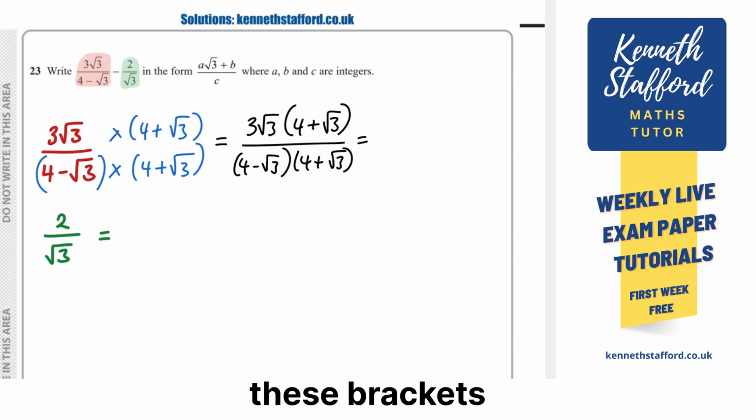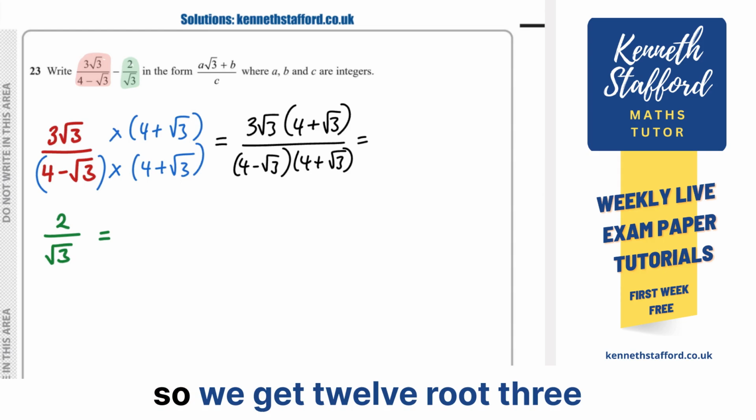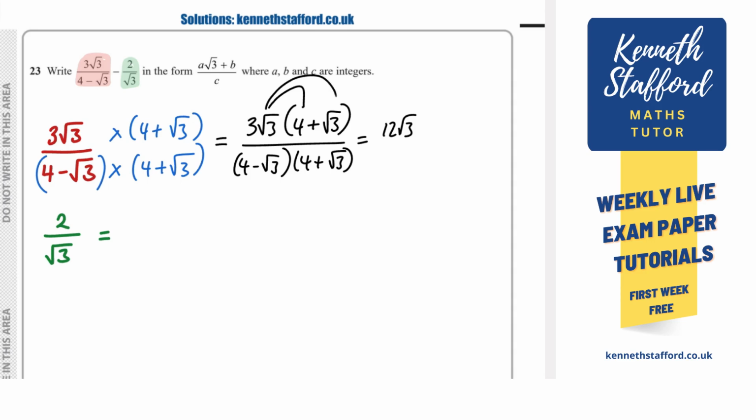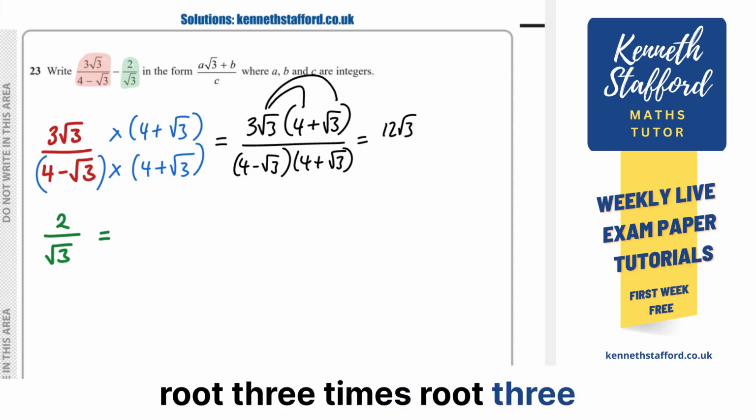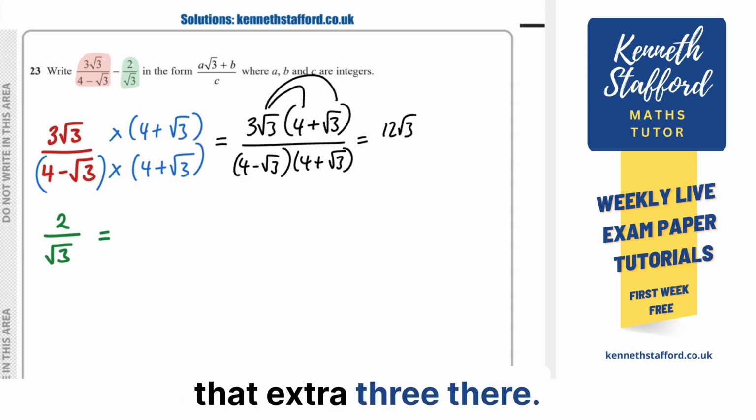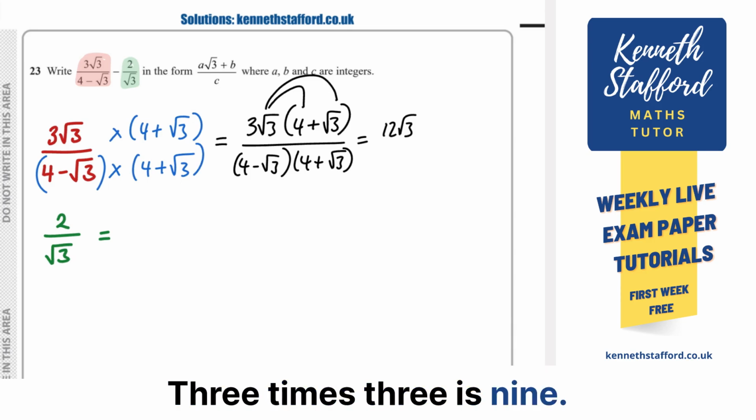And we're going to expand these brackets. So we get 12 root 3. Root 3 times root 3 becomes 3, and we got that extra 3 there. 3 times 3 is 9.